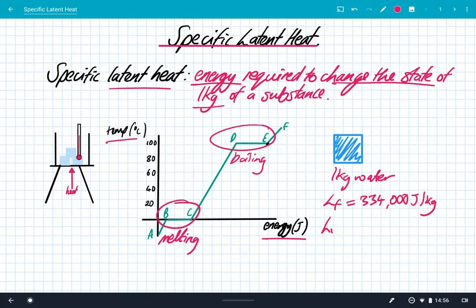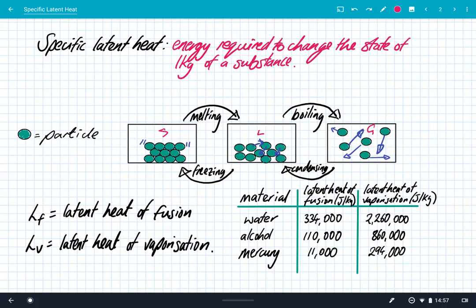The latent heat of vaporization is the change of state, which is from stage D to E in this graph, the boiling change of state. And the latent heat of vaporization is 2,260,000 joules per kilogram. So if I have 1 kilogram of liquid water and I want to turn it into 1 kilogram of steam, it will take that much energy. And if I have more mass, it will take that ratio of increase of mass more times the latent heat of fusion or vaporization.